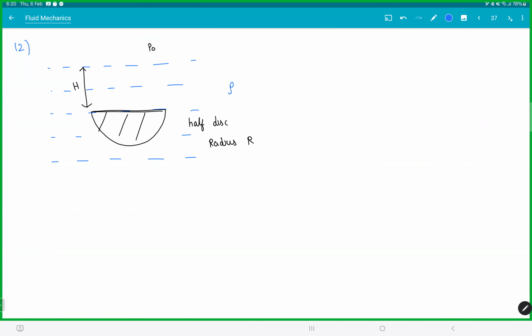Listen carefully. So at a depth y, I will take a thin slice. Now you can see as you go, the area keeps changing. Let the area be dA. This is the area of the strip. Now, what is the pressure force on the strip? Force on the strip is pressure, which is P naught plus rho G y, into dA.